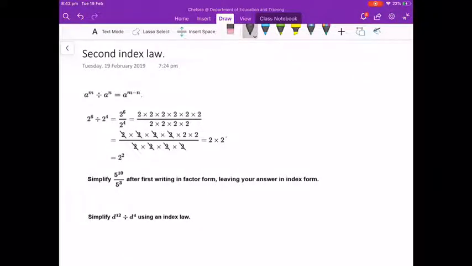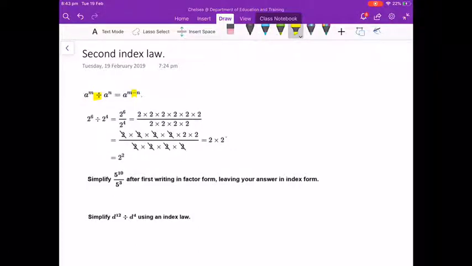Today we're going to be looking at the second index law. It is a to the power of m divided by a to the power of n is a to the power of m take n. So that's the difference between the second index law and the first index law. And I'm going to go through an example that I believe shows this law quite clearly.